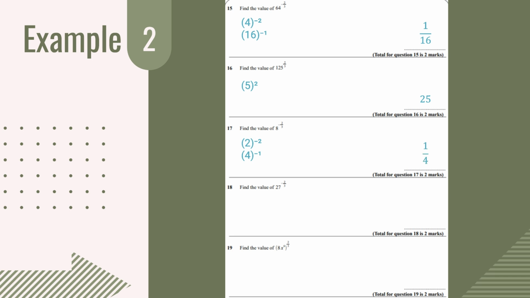Find the value of 27 to the power of negative 2 over 3. Cube root 27 to get 3 to the power of negative 2. So this is 9 to the power of negative 1, which is a ninth.